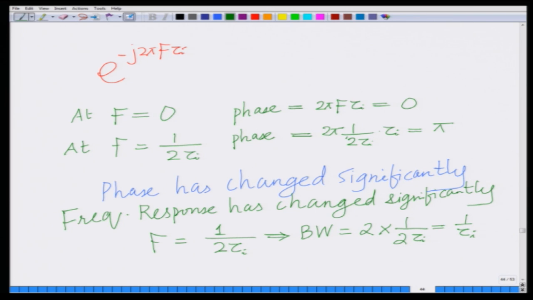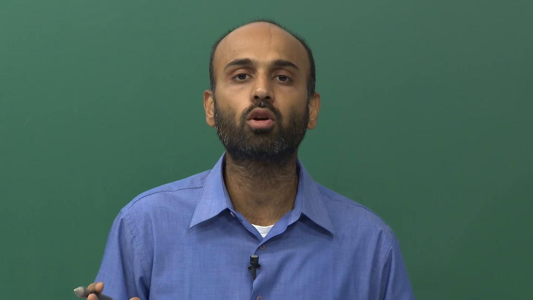So, for each of these components, for the ith path, the frequency response has changed significantly from f equal to 0 to f equal to 1 over 2 tau I, which means the bandwidth associated with this is twice into 1 over 2 tau I, which is 1 over tau I. So, the bandwidth roughly associated with each component is 1 over tau I.